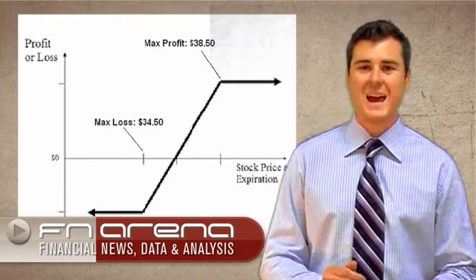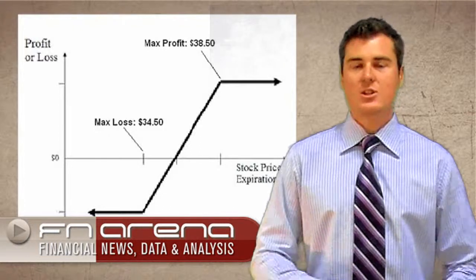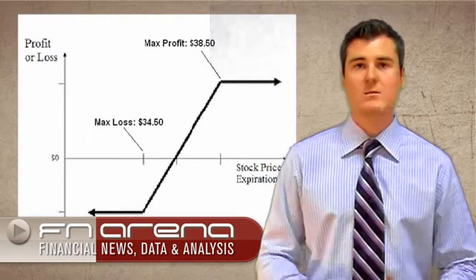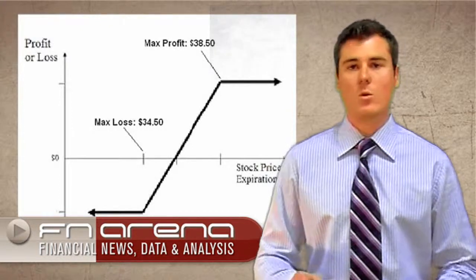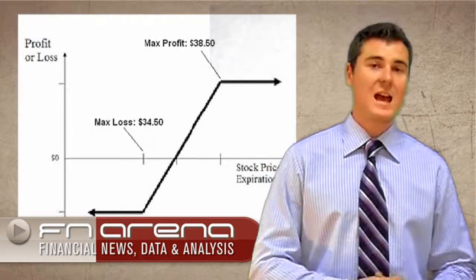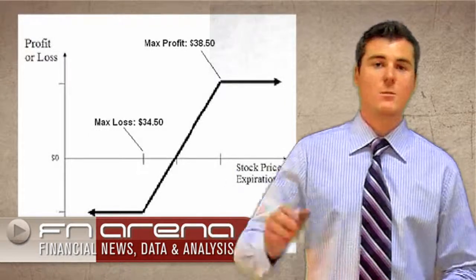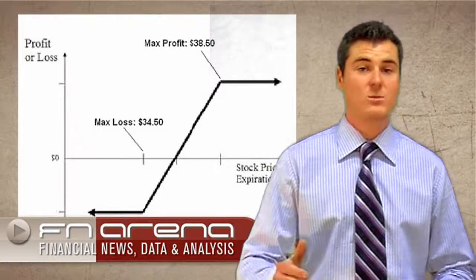Now, looking at the payoff diagram of this particular strategy, you can see on the bottom left there we always have a capped maximum loss. So what we pay to get into the trade, the cost of setting the trade up, is always our maximum loss on the bull call and bear put spread strategies. And you can see as the stock rallies, our profits continue to increase until we get to the point there where we actually receive a maximum return, and that's at 38.50.